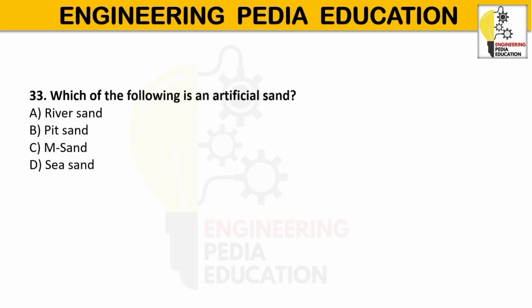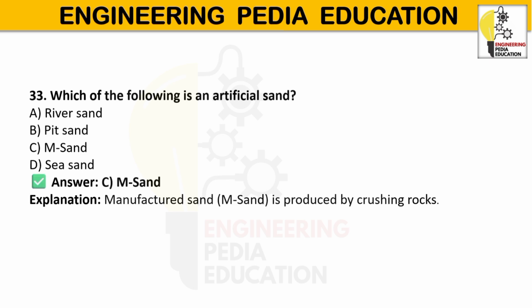Which of the following is artificial sand? River sand, pit sand, M sand, T sand. So the correct answer is M sand. Manufactured sand is produced by crushing rocks, so it is considered an artificial sand.